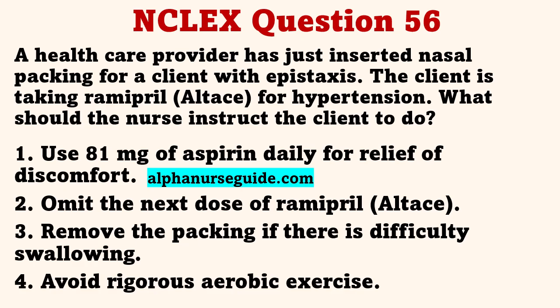Avoid rigorous aerobic exercise. Epistaxis, or nosebleed, is a common, sudden emergency. Commonly, no apparent explanation for the bleeding is known. With significant blood loss, systemic symptoms such as vertigo, increased pulse, shortness of breath, decreased blood pressure, and pallor will occur. Because aerobic exercise may increase blood pressure, and increased blood pressure can cause epistaxis, the client with hypertension should avoid it. Aspirin inhibits platelet aggregation, reducing the ability of the blood to clot. The client should continue to take his antihypertensive medication, ramipril. Posterior nasal packing should be left in place for 1 to 3 days.